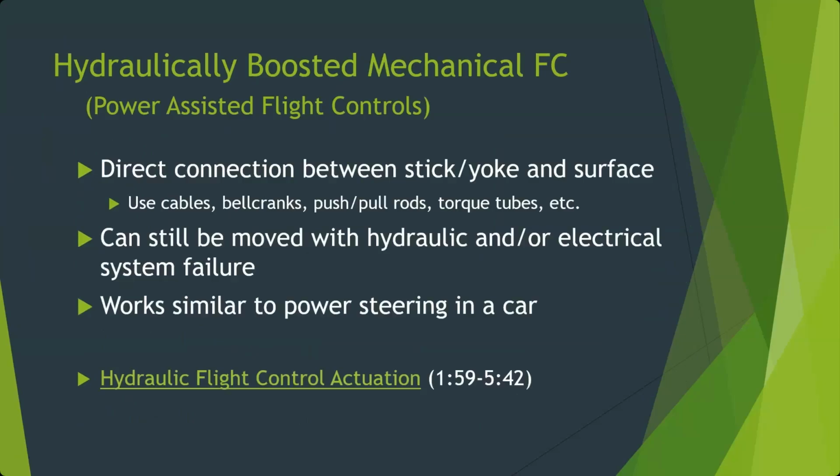The next type of flight controls are hydraulically boosted mechanical flight controls, and these are what are called power assisted. In this case, you have a direct connection between the stick and the control surface. They use things like cables, bell cranks, push-pull rods, torque tubes, etc. And the flight controls can be moved in the event of hydraulic or electrical system failure, but they're not going to be easy to move.